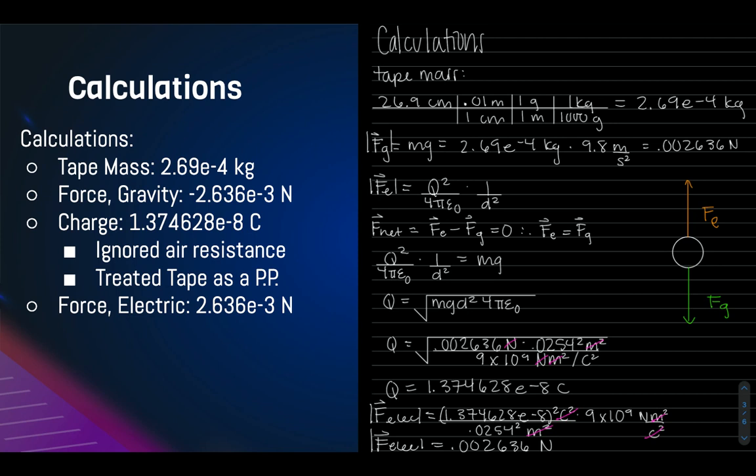Calculations. Notice how the gravitational force is equal in magnitude to the electric force but opposite in direction, which makes sense since the net force on tape B is 0. And I use this knowledge by setting the two equations equal to each other and isolating Q and plugging in my measurements to find the result. When I did this, I ignored air resistance and treated tape as a point particle with charge concentrated at the center.